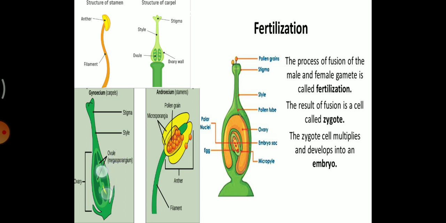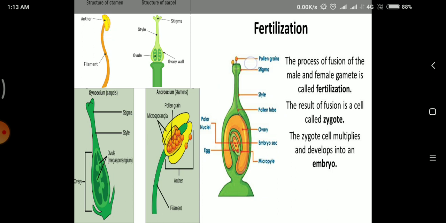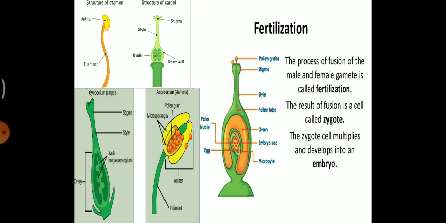In this ovule, megasporangium is there, and through it, seeds are produced. So what exactly is fertilization? The process of fusion of male and female gametes is called fertilization. This is the male pollen grain, and this is the pollen grain stuck over your stigma. The process of meeting of male and female reproductive gametes is called fertilization. The result of fusion is called a zygote, and the zygote cell multiplies and develops into an embryo.